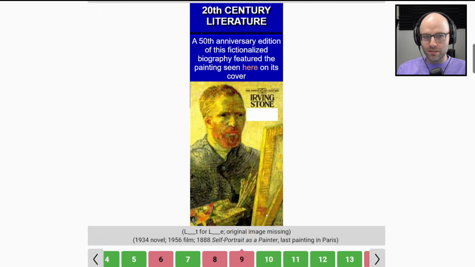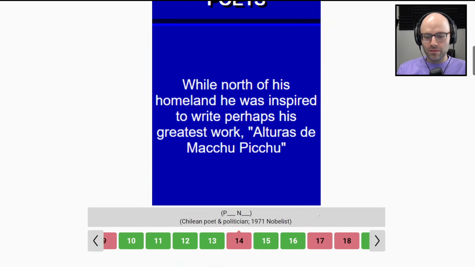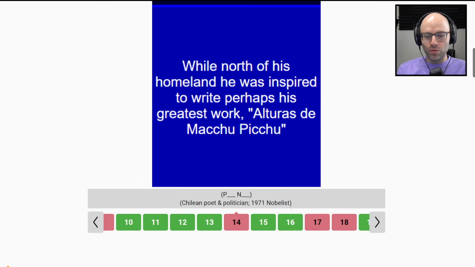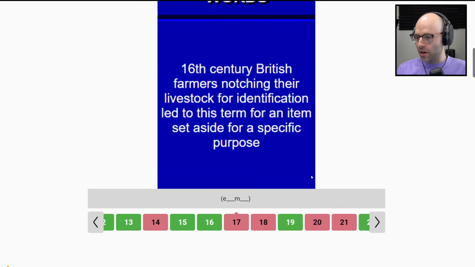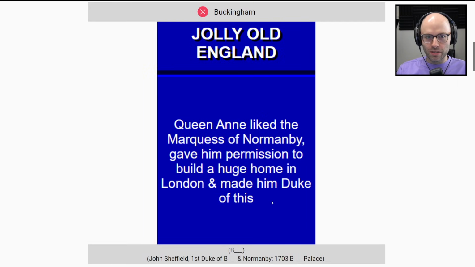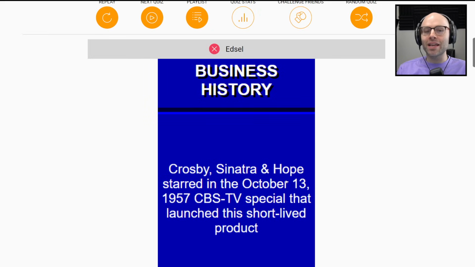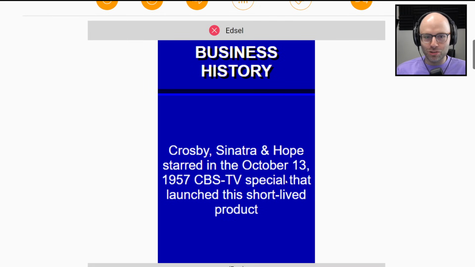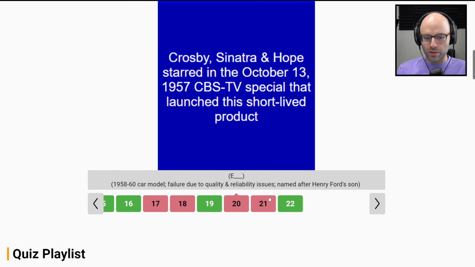Little Drummer Boy, Lust for Life, Iggy Pop, Pablo Neruda, Earmark, Jack got that one. Buckingham, of course, the Duke of Buckingham. I thought that was more of an earldom. That's my mistake. What the hell is Edsel? This short-lived product, Edsel, is a bad car. It's a popular crossword clue.